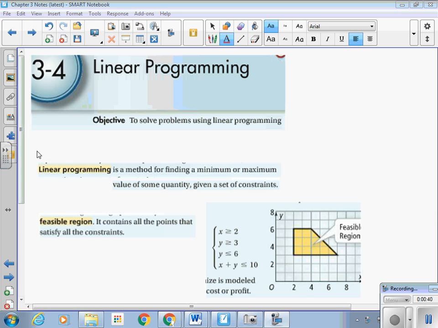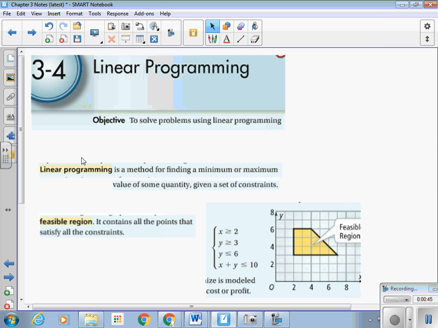So the definition of linear programming, so make sure you guys are writing this down. Linear programming is a method for finding a minimum or maximum value of some quantity given a set of constraints. And a constraint would be like, we want the number of people on our field trip to be less than or equal to 20. Or we need to make at least $100 in order to achieve our goal.